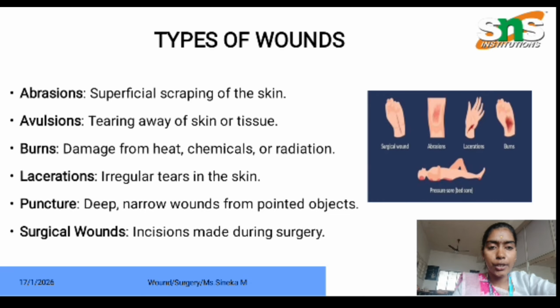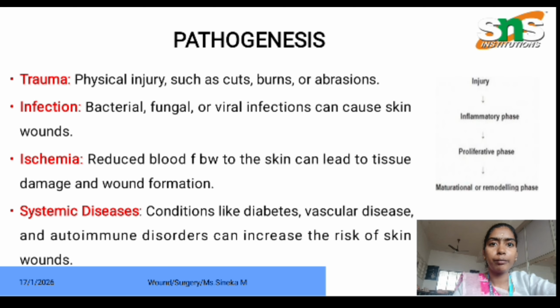Next is lacerations. Irregular tears in the skin are called lacerations. Puncture, deep narrow wounds from a pointed object. It will damage our tissue and skin. Next is surgical wounds. These are incisions made during surgery by the surgeon. Here are the images for the types of wound.